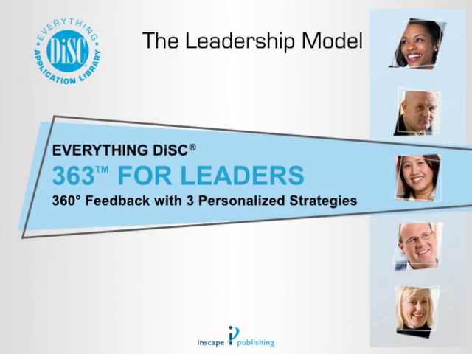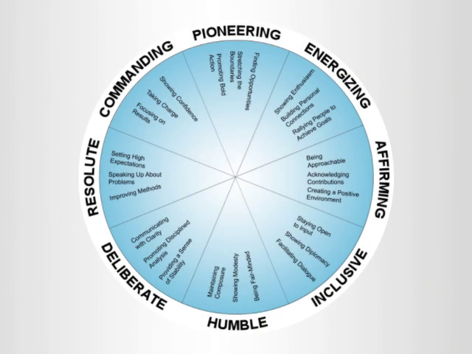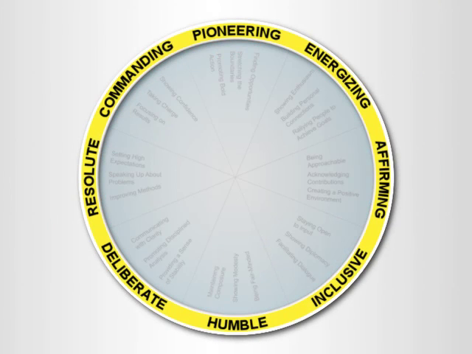This model is really the engine behind the whole 363 report. There are two basic layers. The first layer is the 8 approaches. Each of those represents a broad category of leadership, and they're not mutually exclusive. In fact, the approaches that are adjacent to each other have a lot more in common. And so if someone's high in the energizing approach, then they're more likely to be high in the pioneering approach.